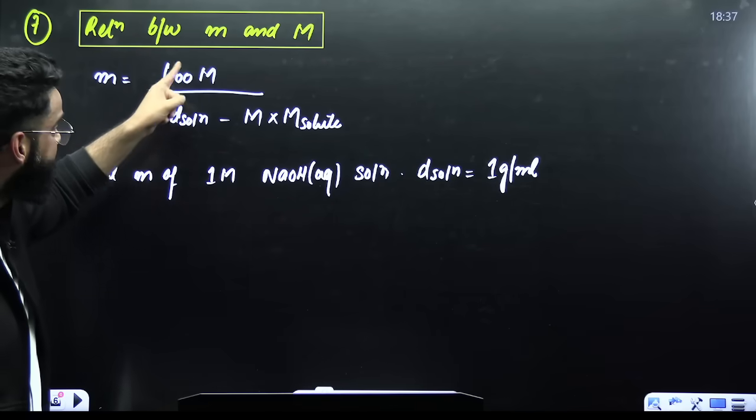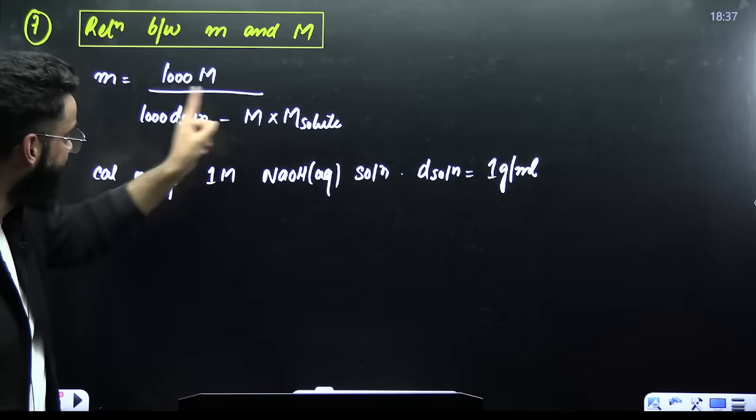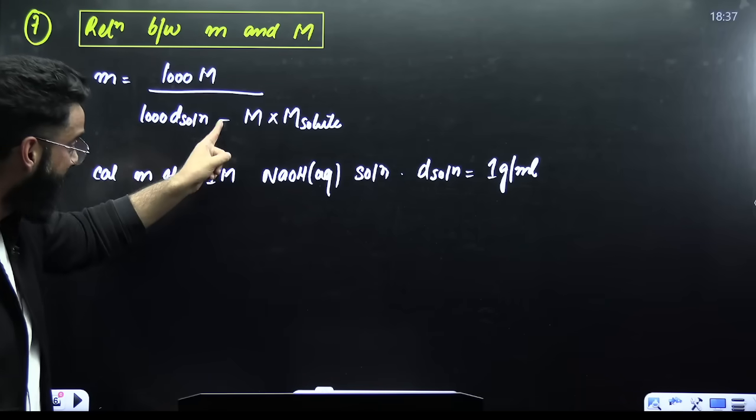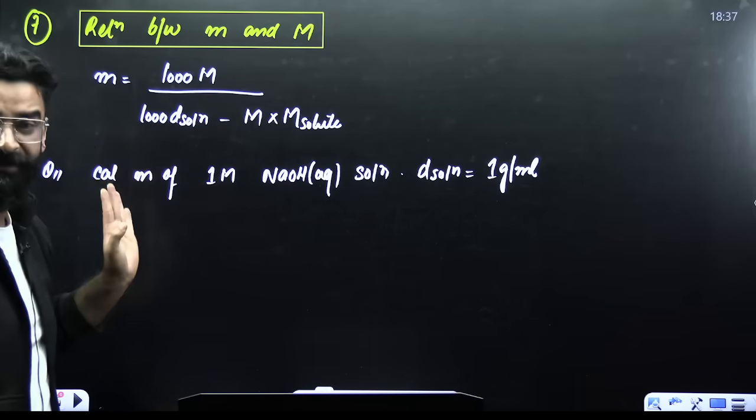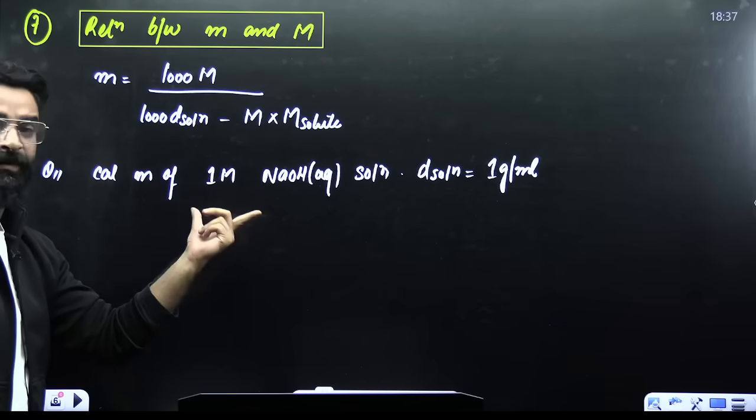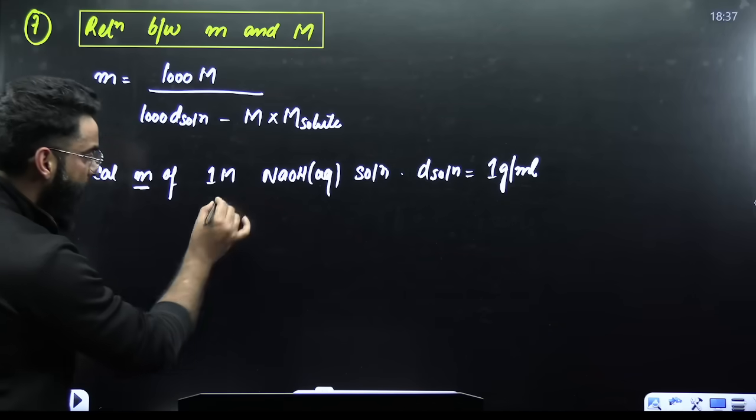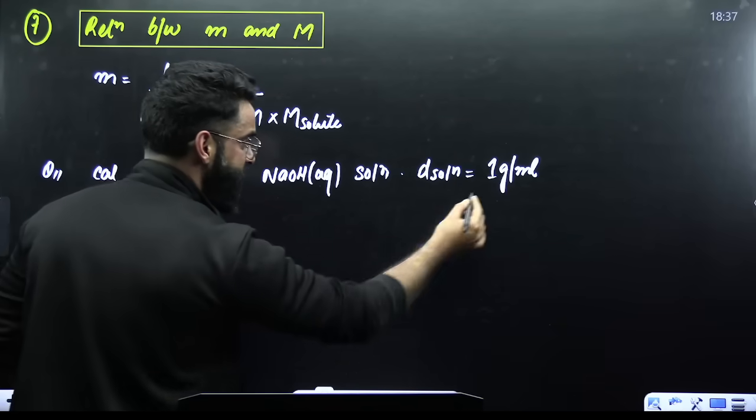Molality is equal to 1000 times molarity of the solution divided by 1000 times density of solution minus molarity times molar mass of solute. For example, this sort of question will be asked: calculate the molality of 1 molar NaOH aqueous solution whose density is given.